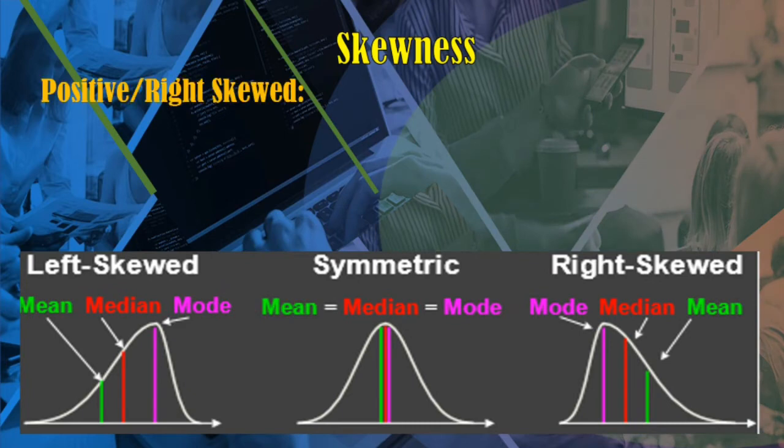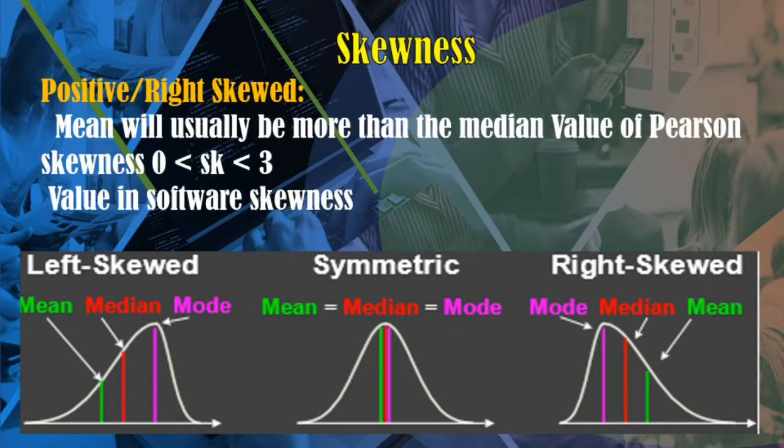Second is the positive or right skewed, where the mean will usually be more than the median. The value of Pearson skewness, and the value in your software skewness, is positive.